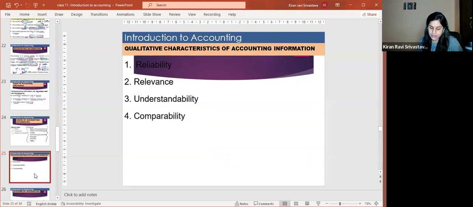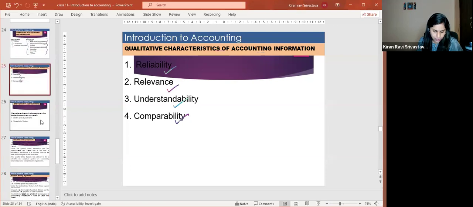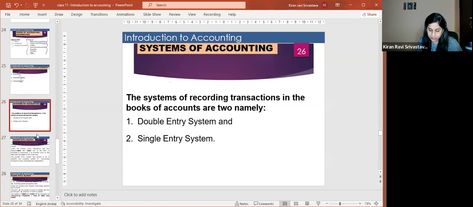The next is, this we have already done from your NCERT. The qualitative characteristics of accounting information: the accounting information should be reliable. It should be relevant. It should be understandable. It should be comparable. The report should be comparable. This we have already done. I think this is getting repeated. Now coming to systems of accounting.